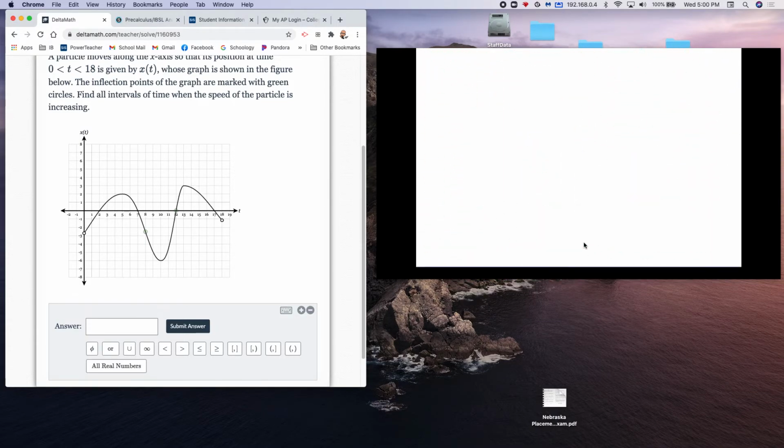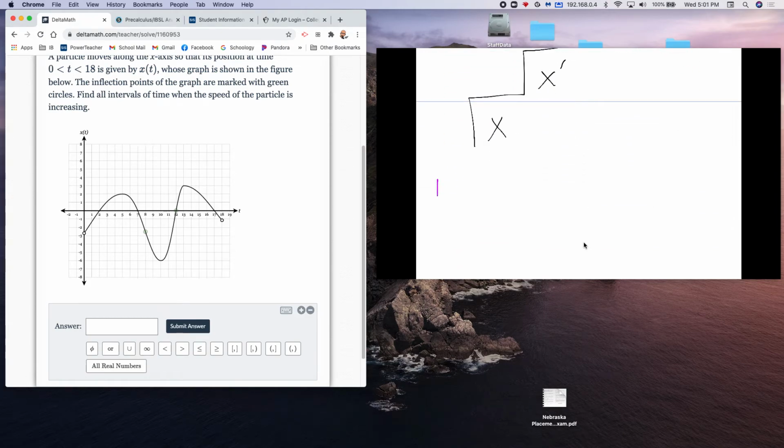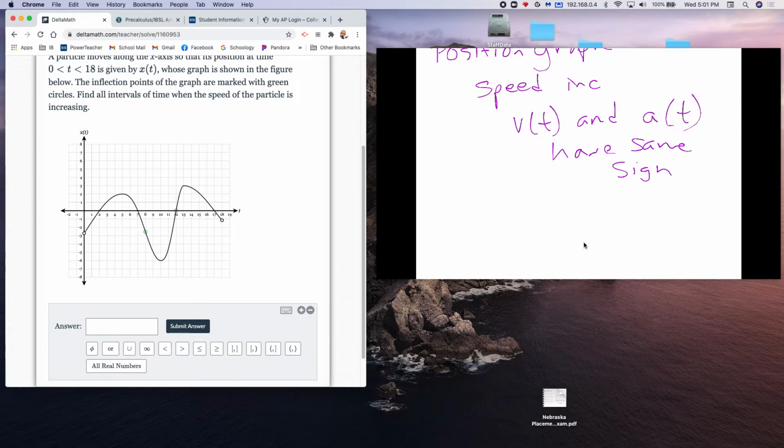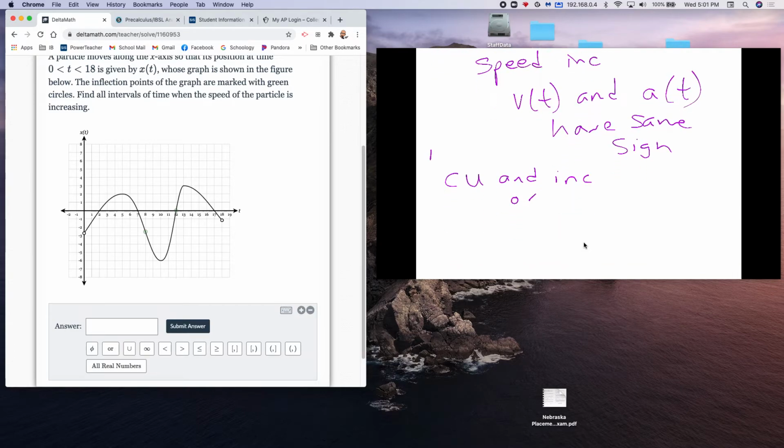If we are looking at a position graph, since we're looking at a position graph in this problem, in order for speed to be increasing, we need v of t and a of t to have the same sign. So we need the graph to be concave up and increasing, or concave down and decreasing. We need those to be working together.